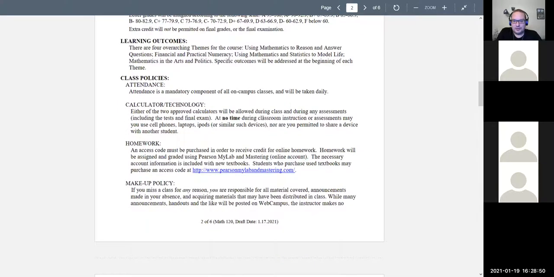Calculators. So again, the calculator that you are allowed to use is any calculator that is non-programmable, non-graphing. And again, the one recommended that I really like is the TI-30X2S. But as long as your calculator does not allow programming and does not allow graphing, then that's fine.